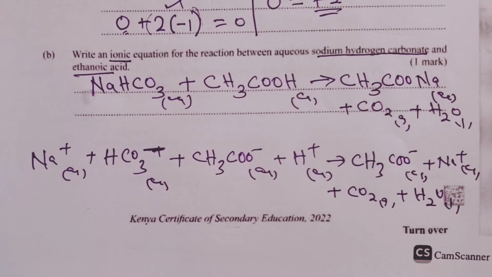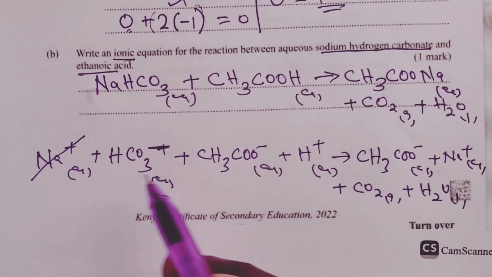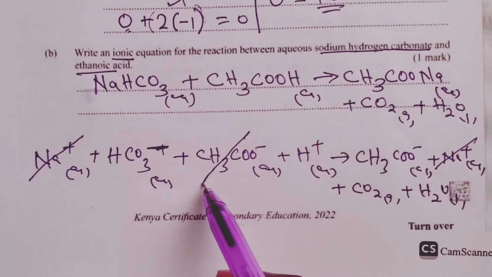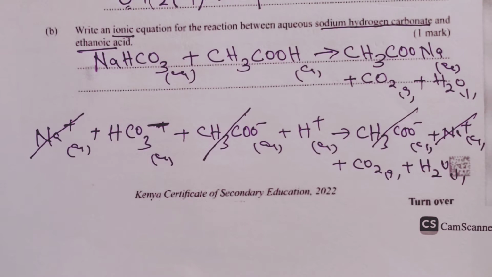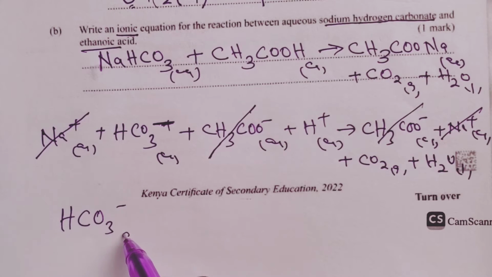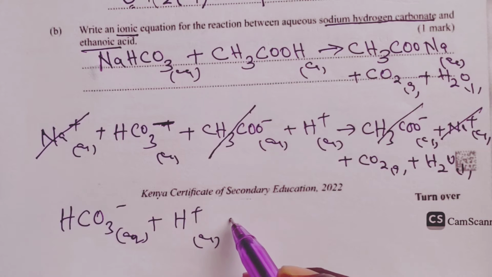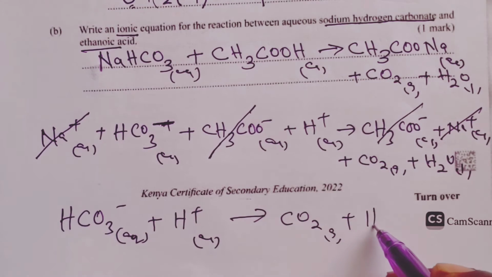From here, we are supposed to identify our spectator ions, which we cancel out. Spectator ions would appear on both sides of the equation. So sodium is here and is there. We cancel that out. Ethanoate is here and there. We cancel that out. So to get now the ionic equation, we need to rewrite this hydrogen carbonate ions reacting with hydrogen ions, and we are able to get carbon dioxide gas and water.